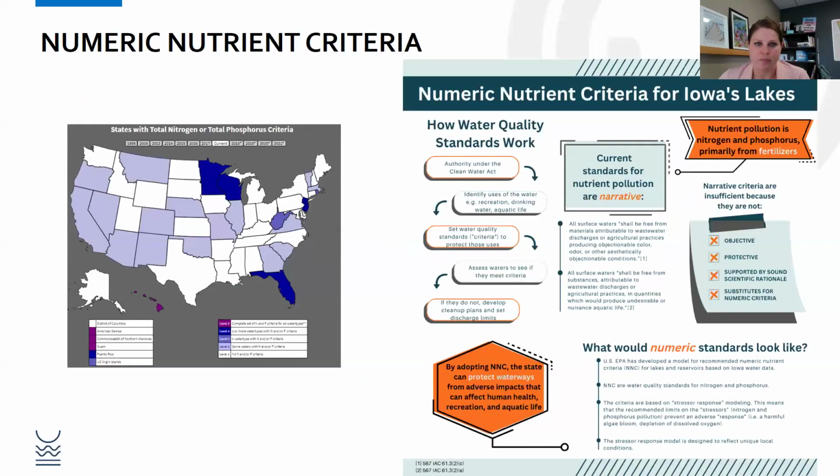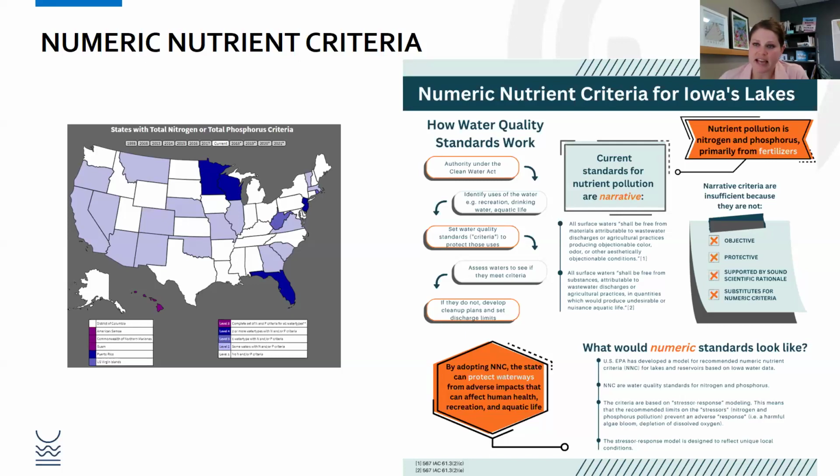And then lastly, another solution to helping address nutrient pollution would be establishing numeric nutrient criteria. This is something that the Iowa Environmental Council has long pushed for. We've asked for numeric standards as opposed to narrative standards, which is what we have now, which are much more subjective in their interpretation. Having a numeric standard would be a bright line standard that would allow us to really assess our waterways and try to set more restrictions on pollution sources.